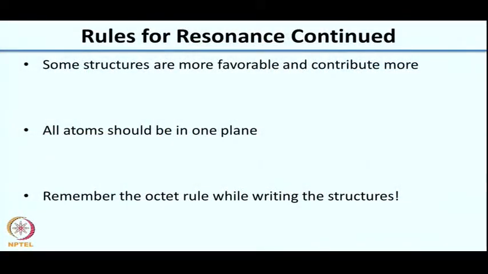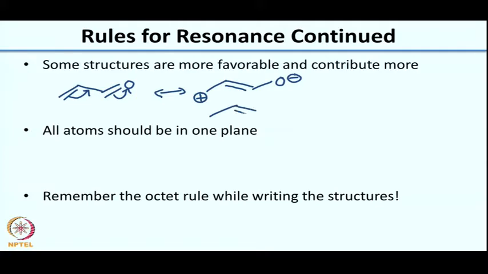The other thing you need to remember is some structures are more favorable and contribute more. For example, if I have, so now I can write resonance structures where, alright. I can also write a resonance structure where I have, that would be if I were to push electrons where I am pushing in the reverse direction.